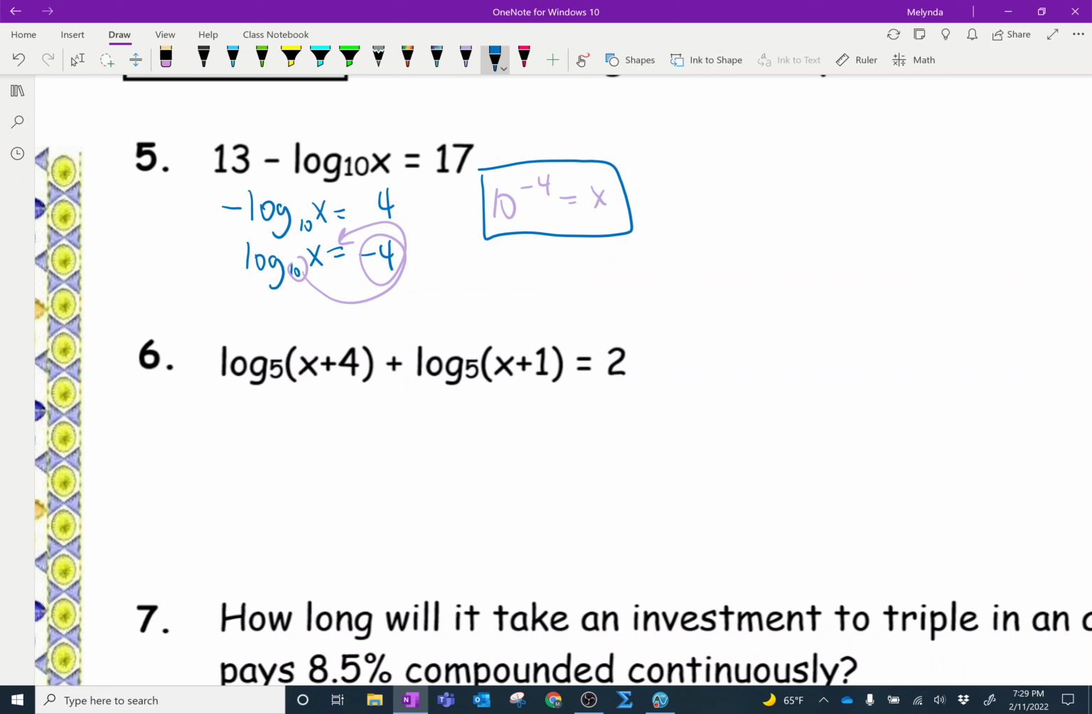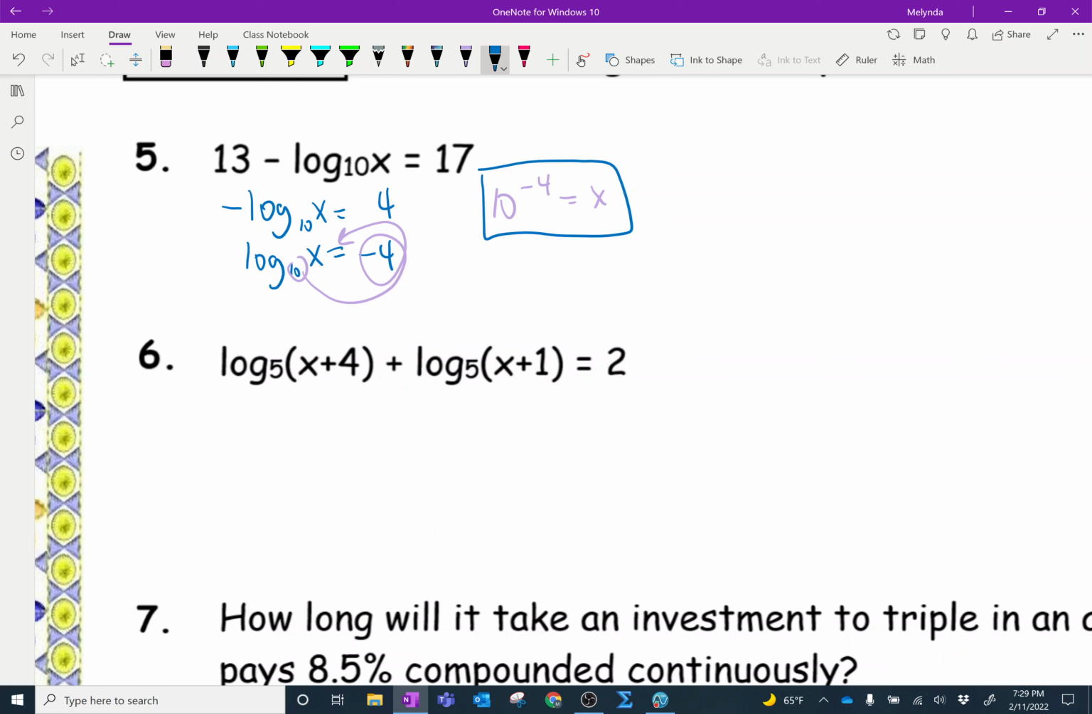Do we remember how to change that? Yep, that's right. What we would do is we would make that a fraction. So it would be 1 over 10 to the 4th. So either one of these would work. If the instructions say no negative exponents, then we would need to write it like this. All right, yay. Okay. Number 6.